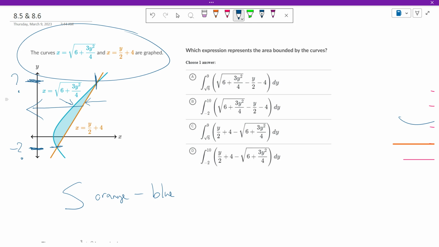Okay? So which of the ones on the right show that? The first one, the second one, A, B, C, or D? Which of them? It is D. Because this is the orange, this is the blue, this is negative, this is positive. See how that makes sense? Okay.